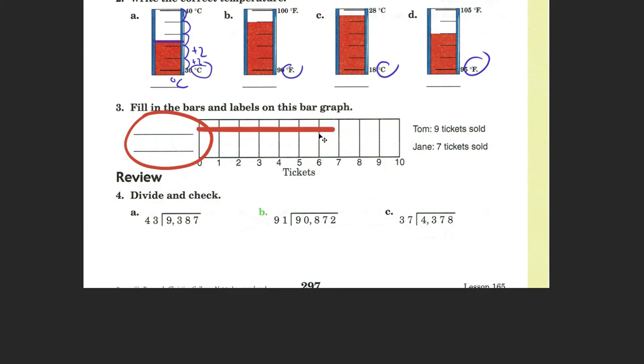Okay. All right. Divide and check. Pretty straightforward. Make sure you check your answers and make sure you estimate by rounding the numbers. So this becomes 43. This becomes 100, right? How many times can 40 go into 100? So use your best judgment.